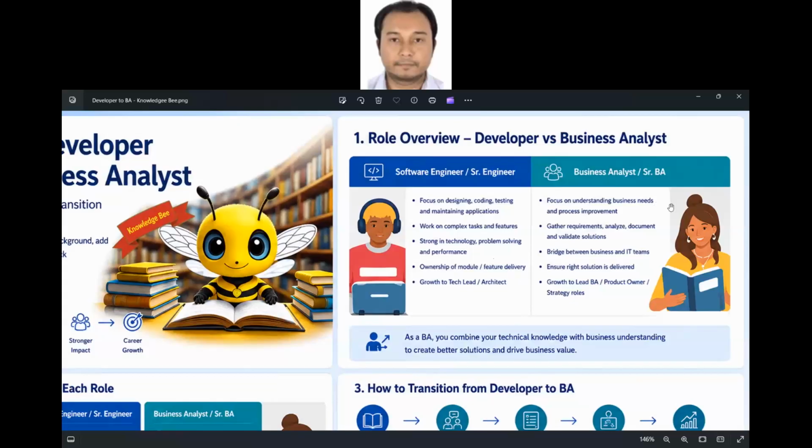On the other hand, a business analyst focuses on understanding the business requirements, identifying business problems, and ensuring that the right solution is delivered. A business analyst acts as a bridge between the business stakeholders and technical teams. They gather requirements, conduct discussions, create documentation, validate solutions, and help align technology with the business goals. From a growth perspective, developers often move towards technical lead, architect, or engineering manager roles. Business analysts can move towards lead BA, product owner, product manager, consultant, solution architect, or strategy roles.